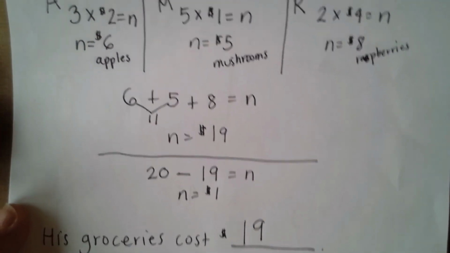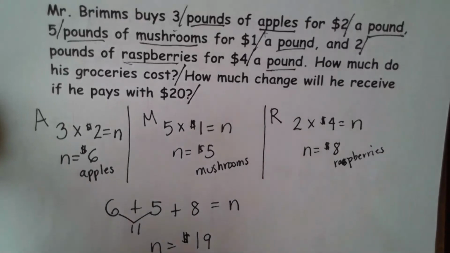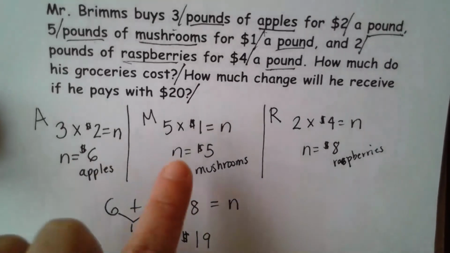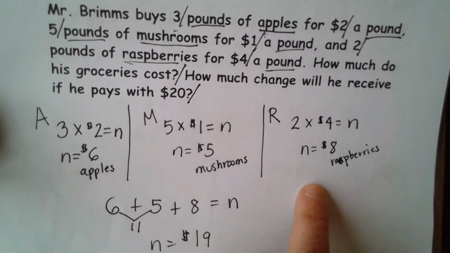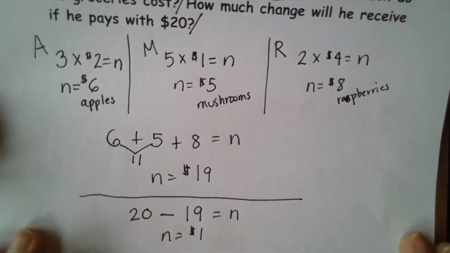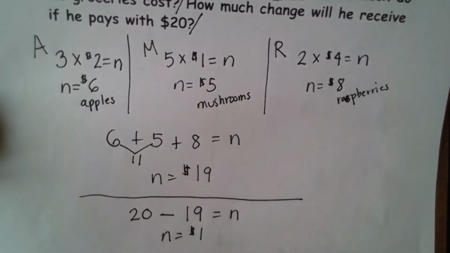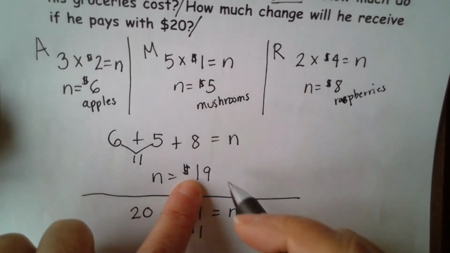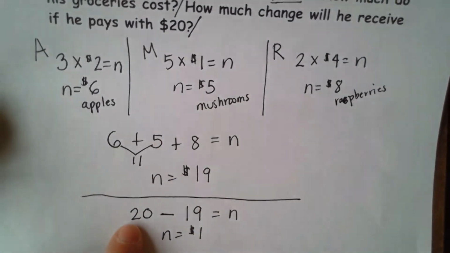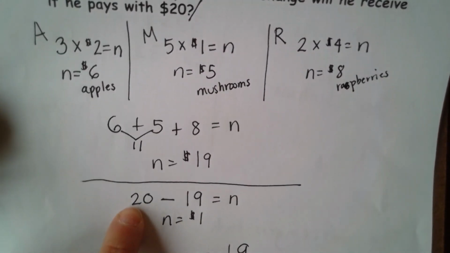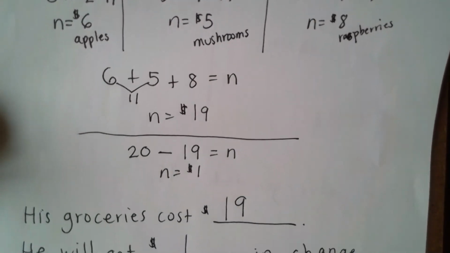So, what we did was we broke it into steps. We figured out how much the apples cost him, how much the mushrooms cost him, how much the raspberries cost him. Then, just like at a real grocery store, we added up all those groceries together and got $19. And then we know he paid with $20, so he gets $1 back.